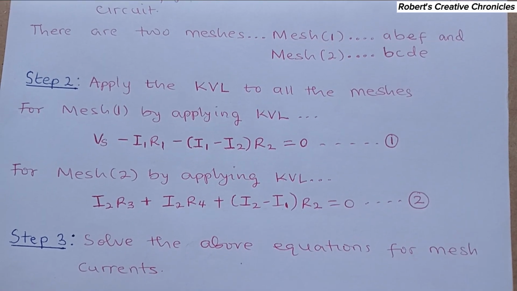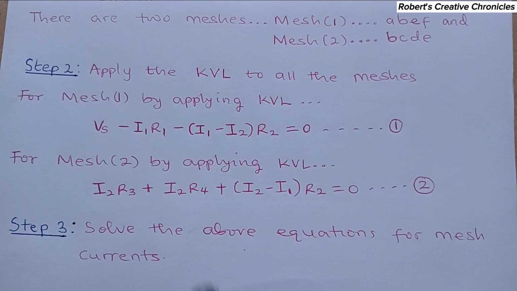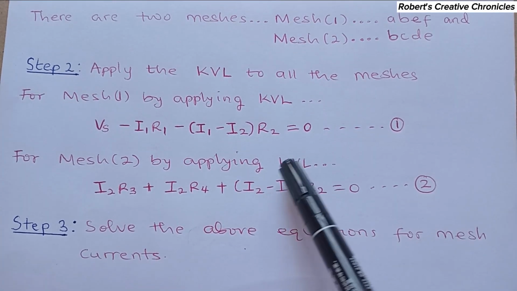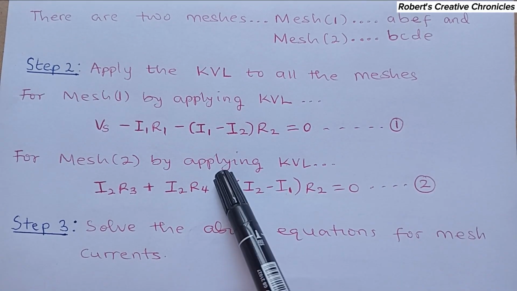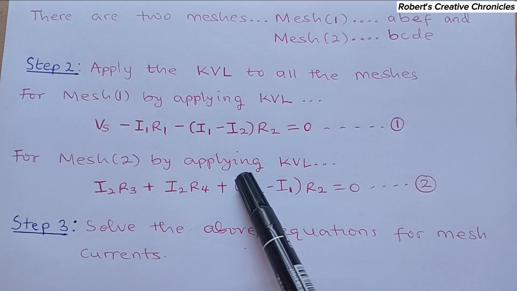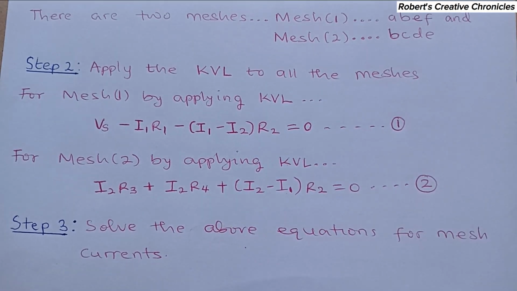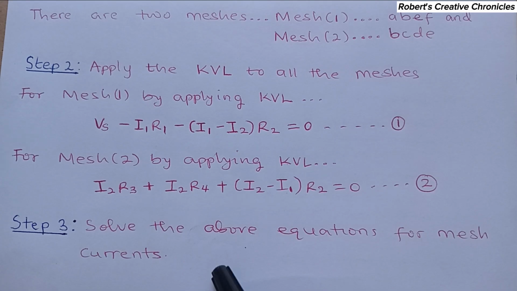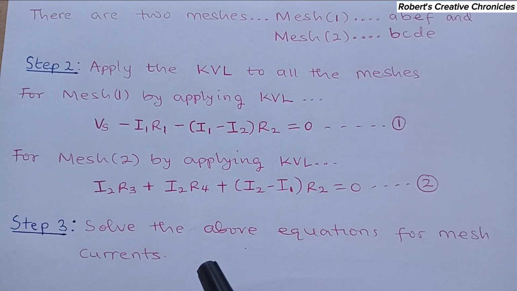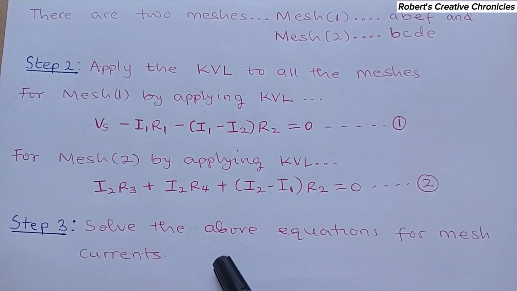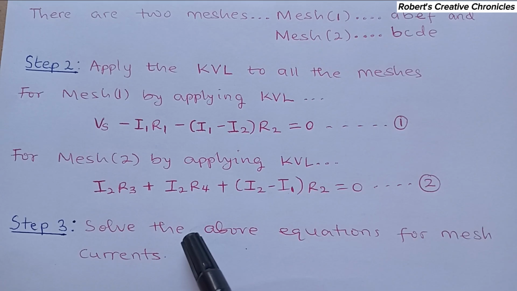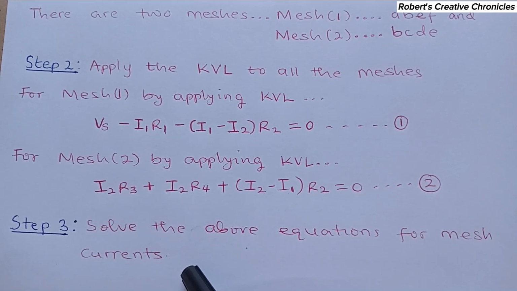So then you solve the above equations for mesh currents. You solve these two simultaneous equations using any method you wish. You can solve them using elimination method, substitution method, or Cramer's rule, anyone that you want. And then you find the mesh currents. As I said before, if any current gives you a positive value, it means that the assumed direction of current is the actual direction. But if any gives you negative, that means the assumed direction is not the actual direction of current flow in the circuit or in the mesh.